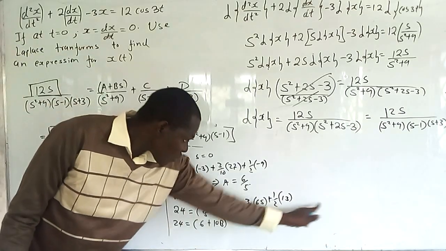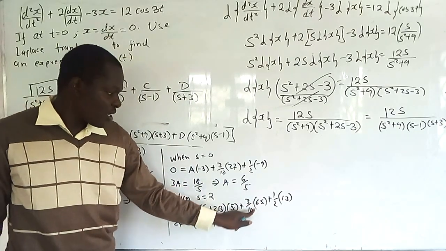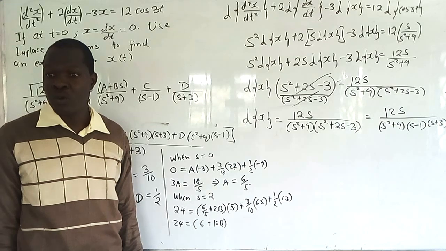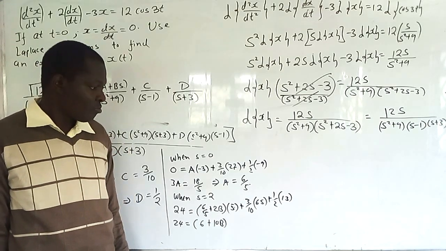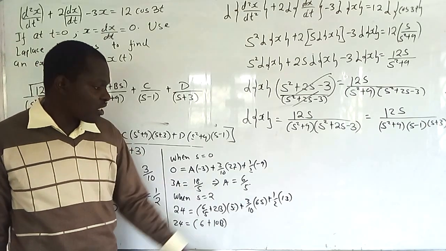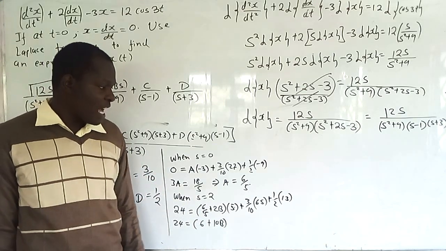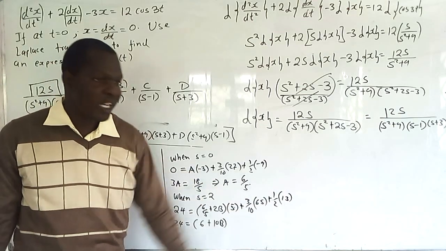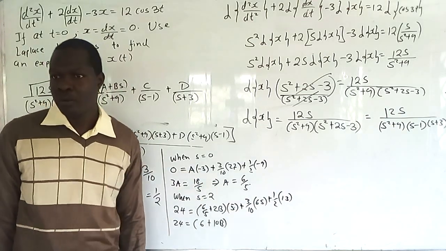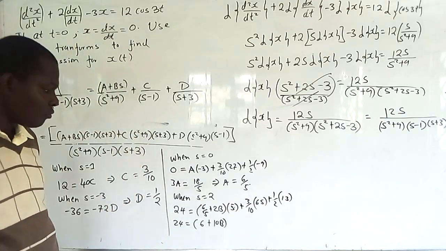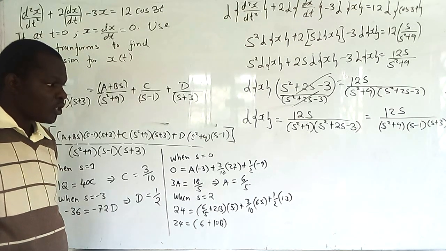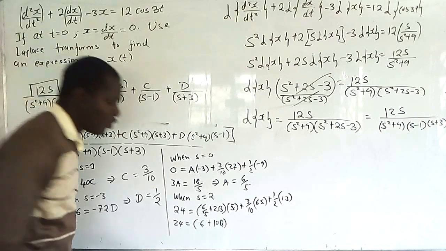Then use the calculator to join this one. 3 over 10 times 65 plus a half of 13. Calculator. 3 over 10 times 65 plus 13 over 2, isn't it? What do you have? 26 exactly. Yeah.